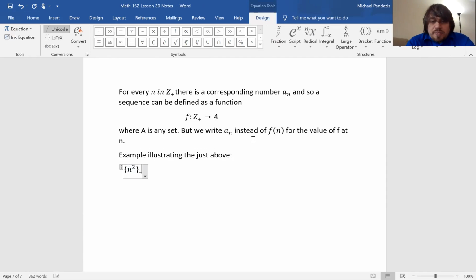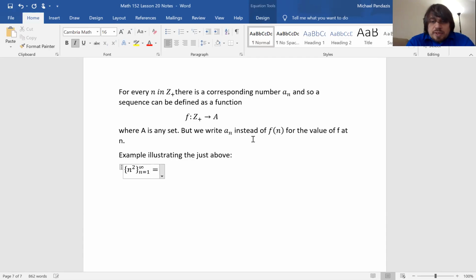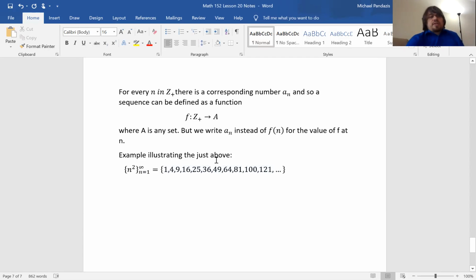from n equals 1 to infinity. I'm using the notation for a sequence, and you're seeing me do this in examples. So this sequence would be 1 squared, which is 1, 2 squared, which is 4, 3 squared, which is 9, 4 squared, which is 16, 5 squared, which is 25, 6 squared, which is 36, 7 squared, which is 49, 8 squared, which is 64, 9 squared, which is 81, 10 squared, which is 100, and so forth. And 11 squared is 121, and it keeps going. So this would be the sequence of n squares from n equals 1 to infinity.